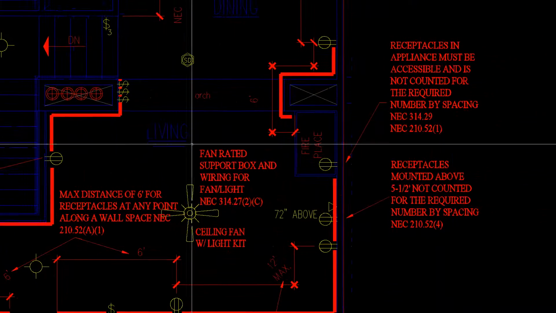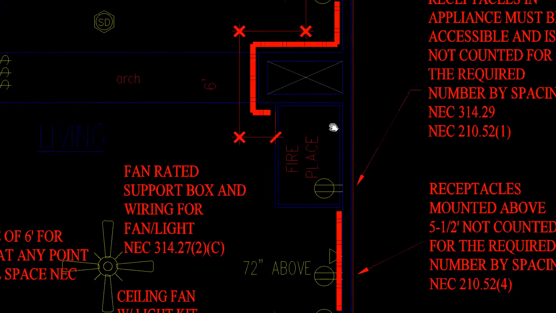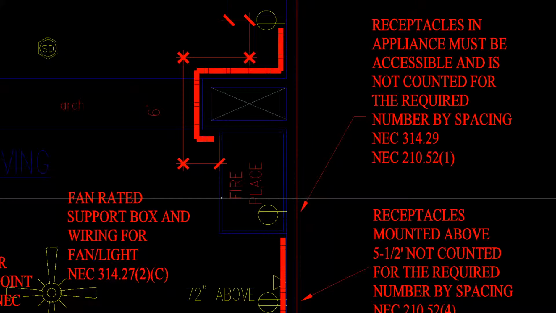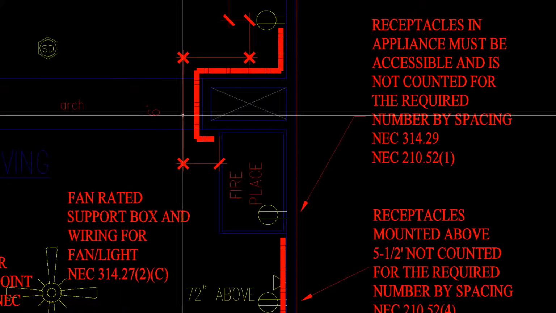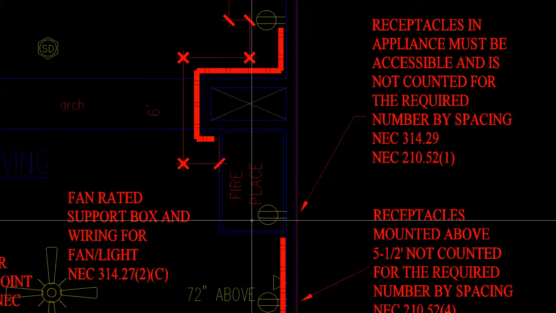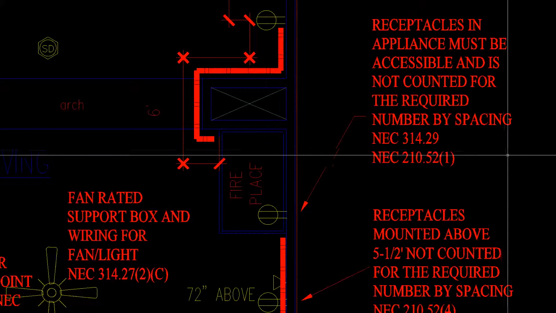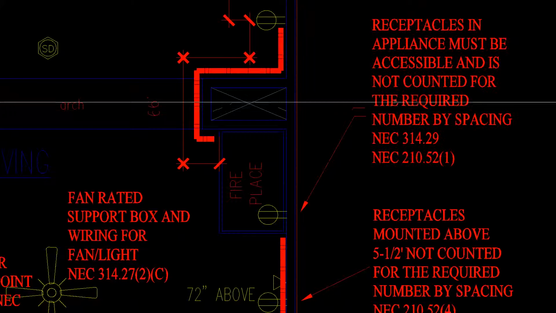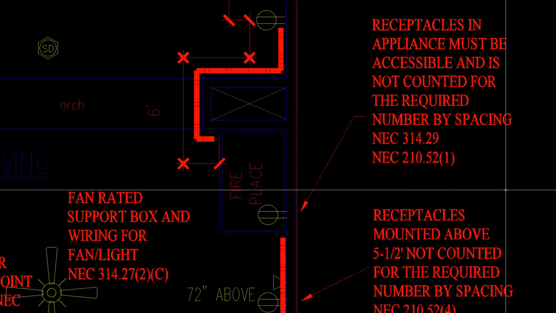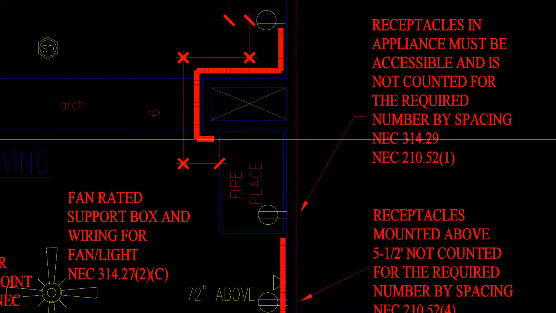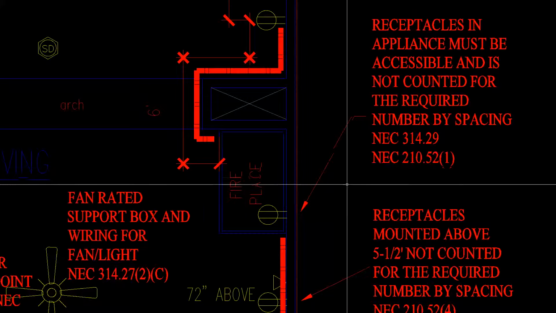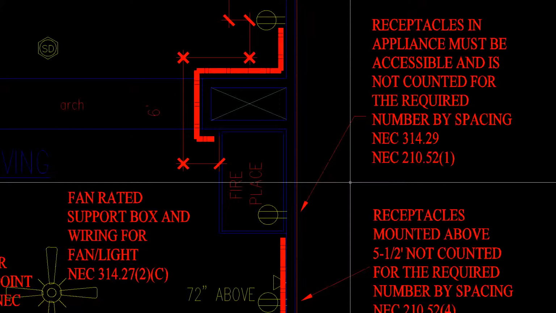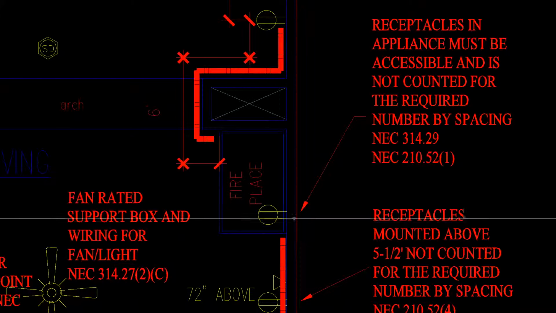Now, here's another situation. So here we have this fireplace, and this fireplace obviously is gas because you can't run a fireplace on a little 120-volt outlet. But still, there needs to be an outlet here. Well, that receptacle must be accessible. It doesn't get counted as one of the required outlets by spacing, and here's a couple of NEC articles that point to that. And one thing to keep in mind is that receptacle may need to be serviced. The fireplace may need to be plugged and unplugged.